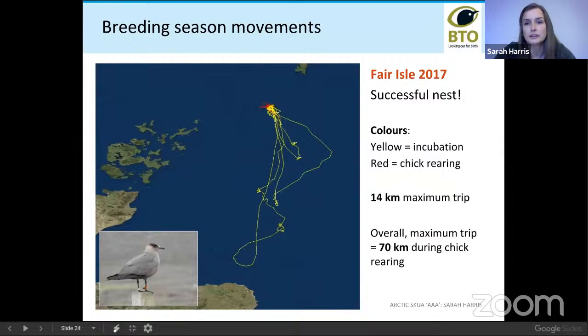And if we look at foraging range for successful nests in general, looking at Rousey data and Faroe data, we're seeing trips aren't really any further than about 70 kilometres. So the further along the breeding season you go, the closer to home the birds are sticking.